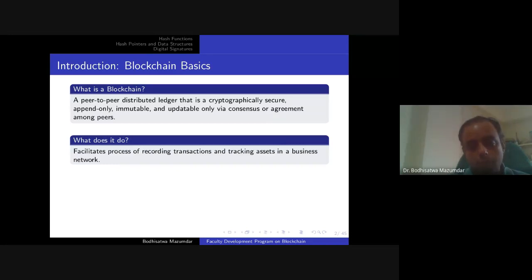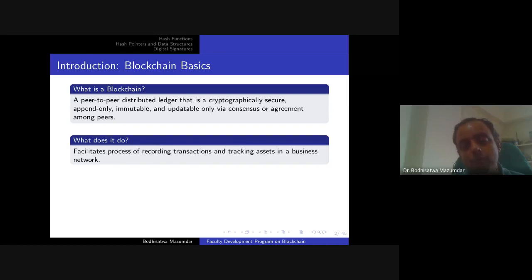It facilitates the process of recording transactions. These transactions can be related to a tangible asset or an intangible asset. I'll come to these terms: what is meant by a tangible asset and what is meant by an intangible asset? It can be any financial transactions. As well as this, blockchain facilitates tracking assets in a business network.